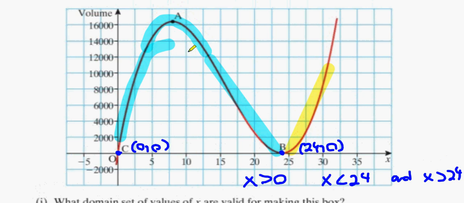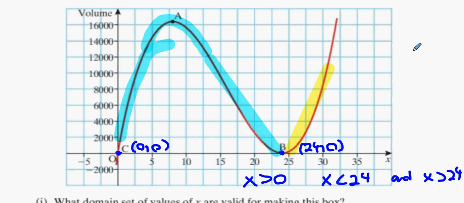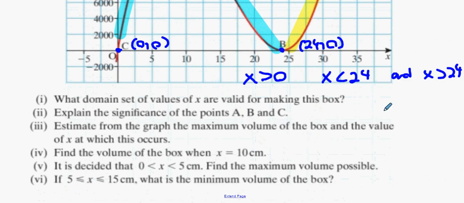Okay? So as an example, if you chose an x value of 10, your volume would be somewhere between 14 and 16,000. Does everybody see that? Your volume would be somewhere between 14 and 16,000. If you chose an x value of 24, your volume would be 0. Okay, so I've answered that there.